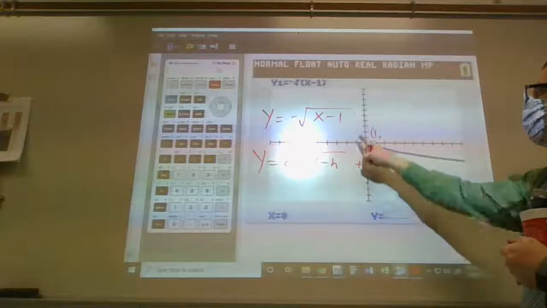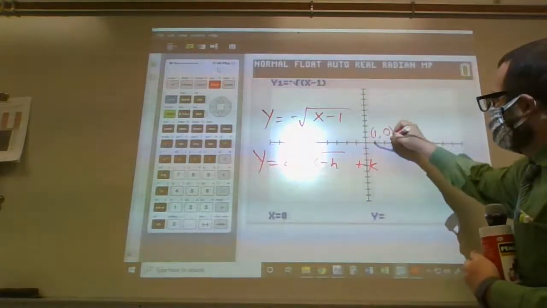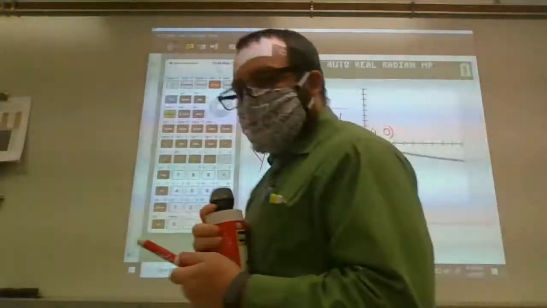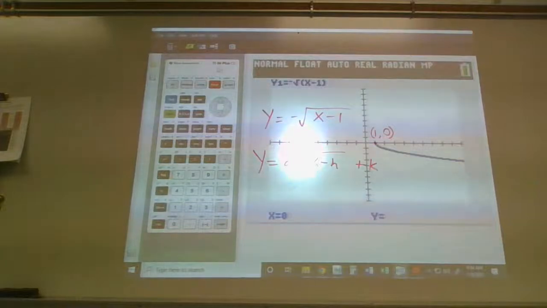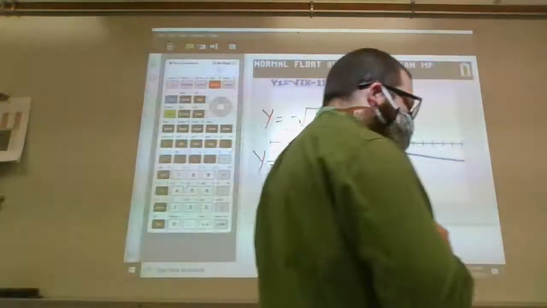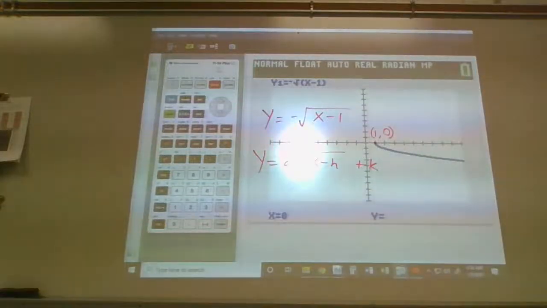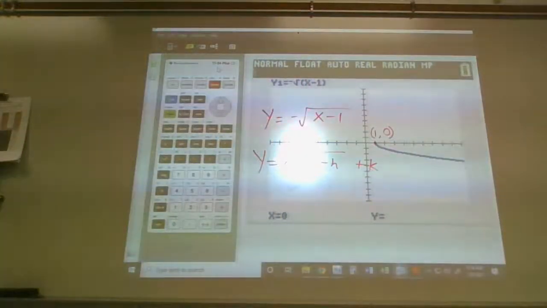Now, if you notice right here, this equation does not have a k value, which is why the k value is 0. When it comes to graphing these square root functions, we need to identify a few different things. If we can identify the values of h and k, then we know where this thing starts. If we can identify the value of a, then we can determine what direction this thing is going.